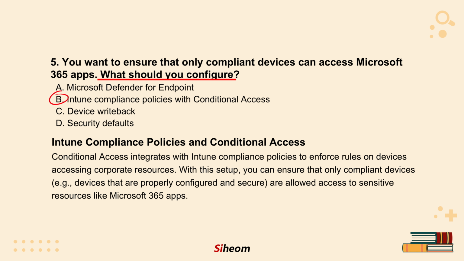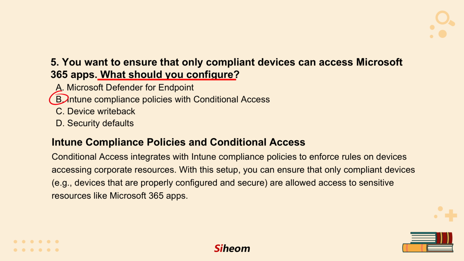Okay, the rules. Exactly. Then conditional access policies act as the enforcement mechanism. They evaluate whether a device attempting to access Microsoft 365 apps actually meets the compliance policies defined back in Intune. If a device isn't compliant, conditional access can block or limit its access. So Intune is setting the health and security rules for the devices. Yep. And conditional access is acting like the security checkpoint, verifying compliance before granting access. Is that a fair analogy?